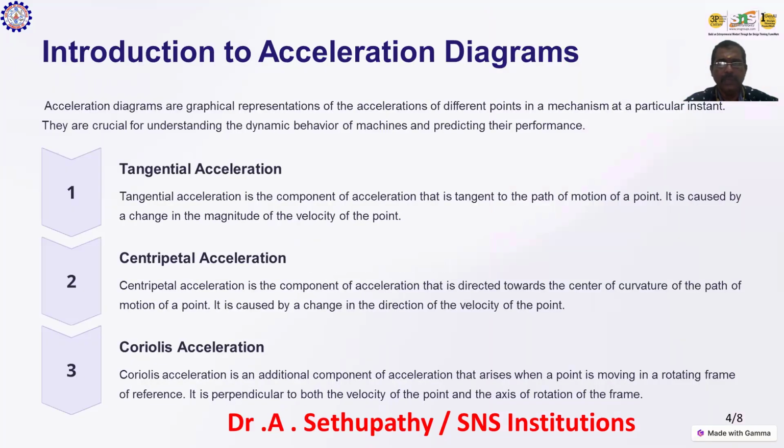So the next one is acceleration diagrams. These acceleration diagrams are based on the velocity diagrams. We will find first the velocity, and the velocity will be converted into acceleration. So the velocity is meter per second, and the acceleration is meter per second square. We will square the velocity values which we found before using the velocity diagrams.